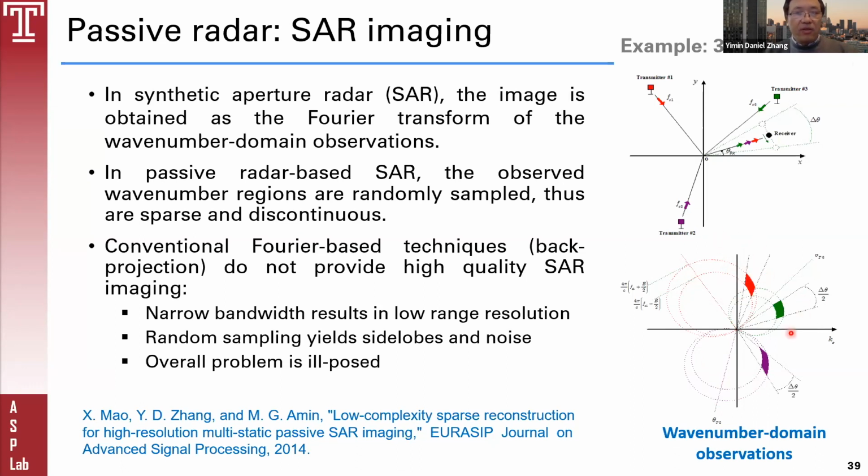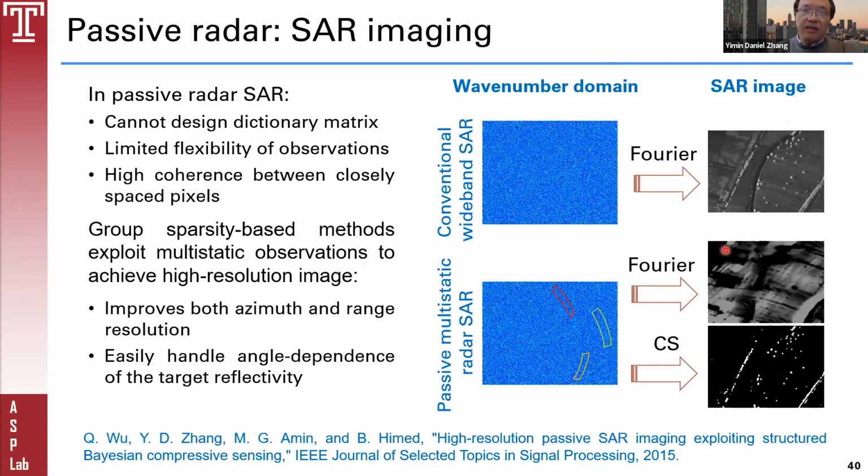If you use conventional Fourier-based techniques, for example back projection, which is the standard way to perform SAR imaging, that does not provide high quality SAR imaging because of the narrow signal bandwidth and the random sampling pattern, or say these positions. The idea is, if you have a dense observation in the wave number domain, by doing the Fourier transform you get a good SAR image. Whereas in our case, we only have these three pieces, so if you do the Fourier transform, you would get really poor resolution and also high side lobes.